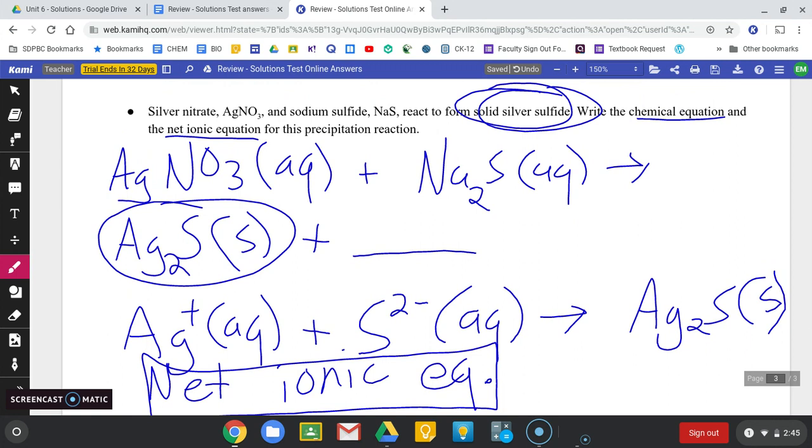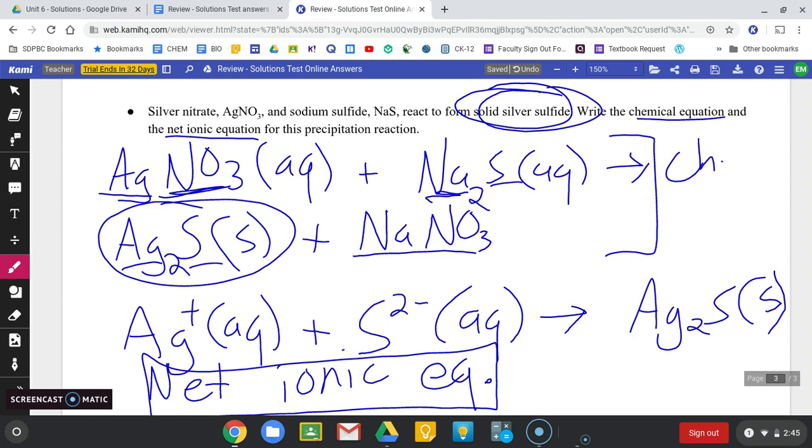Now up here, we're going to have the chemical equation. Finishing the chemical equation, we just got to look at what's not included on each side. So on the left side, we got your silver. On the right side, we got silver. On the left side, we got your sulfur. On the right side, we got sulfur. So what else is left? We got sodium over here, so we can put sodium. And sodium is a metal, so it's going to be first. Metals are always first in compounds. And then we got NO3. That's the other guy. So NaNO3. So this guy over here is your chemical equation.